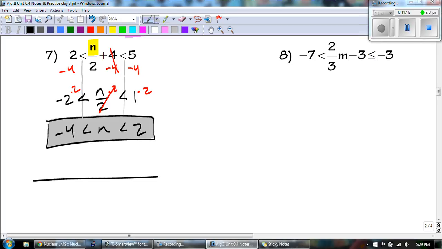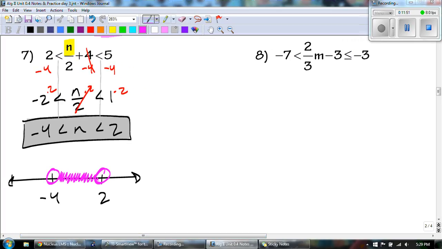Okay, but it also said I need to graph. Okay, so there's -4, there's 2. At -4, I am open and I'm shading to the left. And then at 2, I'm open and I'm shading to the, oh, sorry. Whoop. Did I get them all again? All right, so Mr. Grice forgot this one, and we're shading in the middle. Okay. That was a close one. All right, number 8.